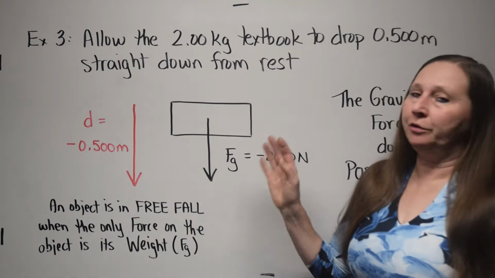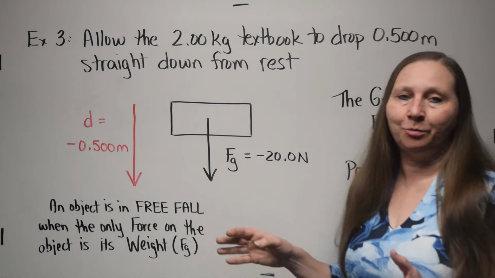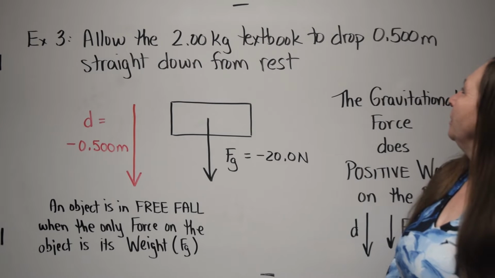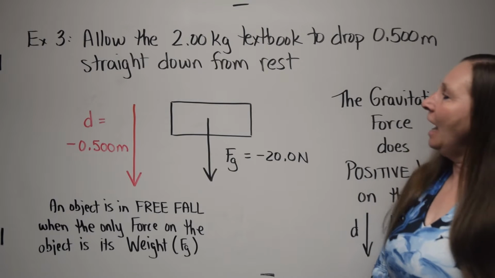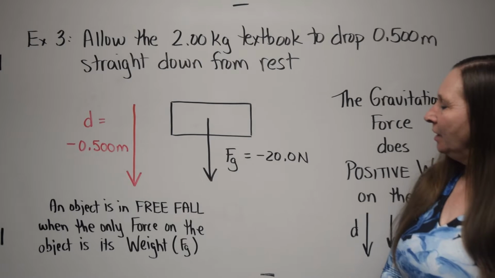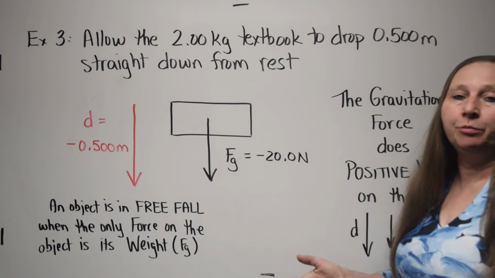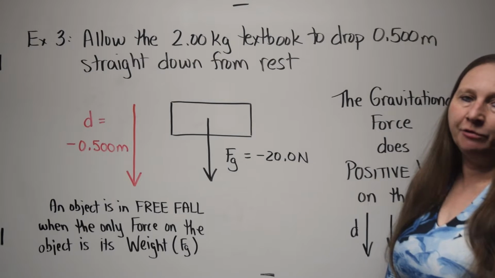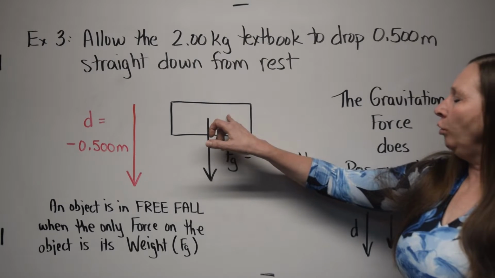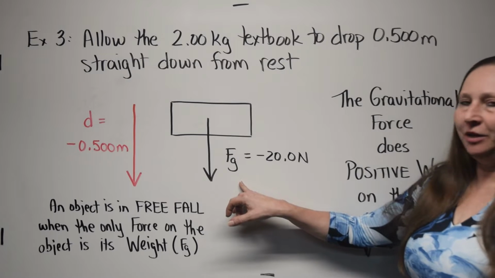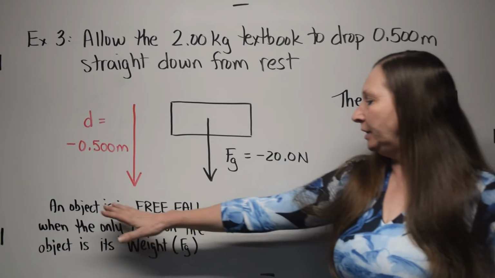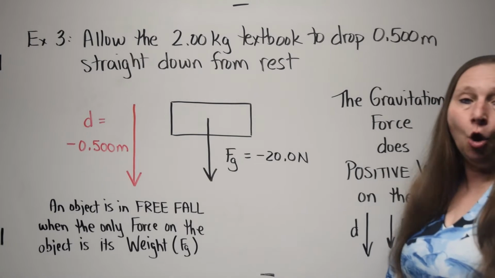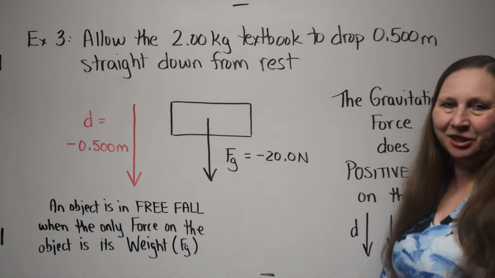In example number 3, we're allowing the textbook, the same textbook from examples 1 and 2, to drop straight down 1/2 meter from rest. Since we're allowing the book to fall, the hand is removed, there is no longer an applied force on the book. So the only force on the book is its weight. I hope you remember that this is called free fall. An object is in free fall when the only force on the object is its weight.